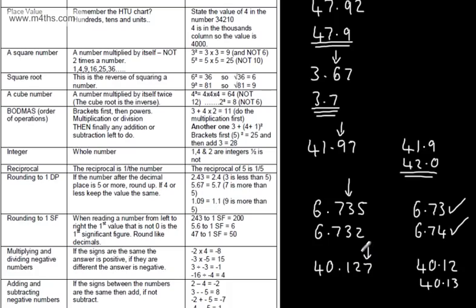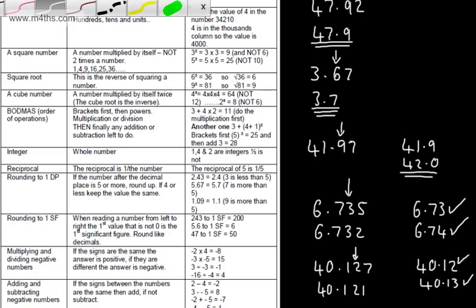This is greater than 5. In fact, let me just put that there to keep the continuity. We're looking at the number after the one that could change. We know that 7 is greater than 5, so we're going to round up. If it had been 40.121, we would have rounded down. So that is rounding to 1 and 2 decimal places. So that one now is sorted.